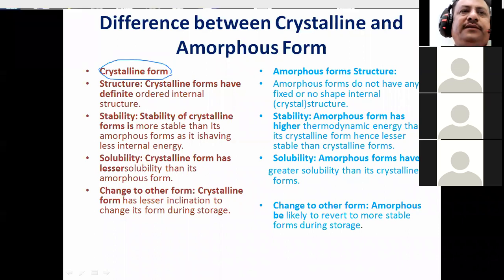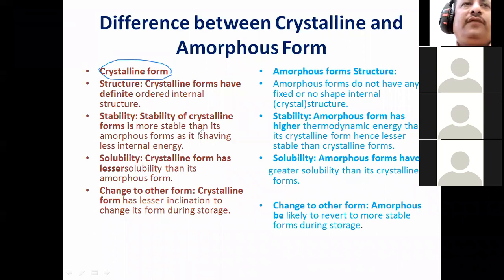When we talk about the differentiation points between crystalline form and amorphous form, let's differentiate both forms on the basis of certain things. First one is the structure, then the stability, then the solubility part, and change from one form to the other form.